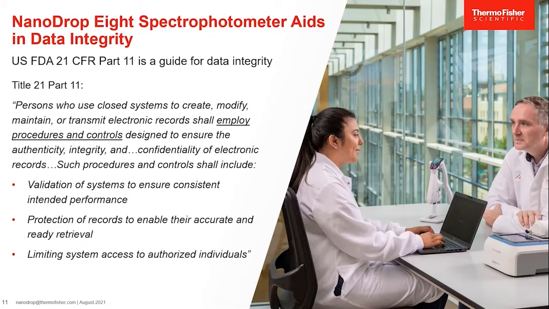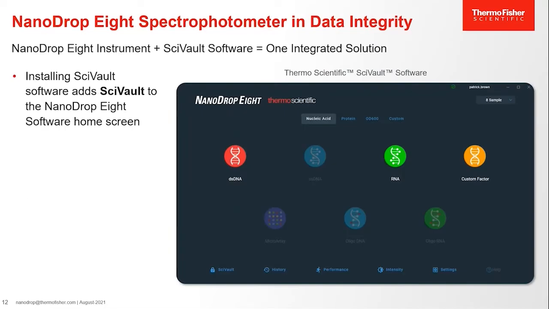We definitely have validations of systems, so that would be like an IQ/OQ, if you will. But also we have software to enable the bottom two bullet points. So it's a protection of records as well as limiting system access to authorized individuals. And we do that with the Thermo Scientific SciVault software. So this is an optional software. Every NanoDrop 8 does not come with this software, but you can elect to purchase the SciVault software either with your instrument or afterwards.